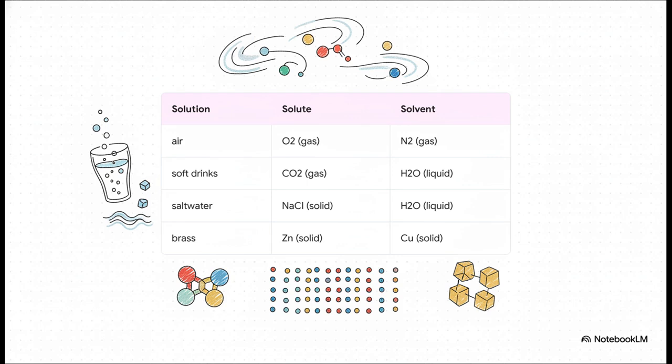But wait, did you know air is actually a gaseous solution? It's oxygen dissolved into a nitrogen solvent. And brass? It's a solid solution of zinc dissolved into solid copper. Basically, as long as the mixture is entirely uniform on a molecular level and won't settle out over time, it's a solution. It literally doesn't matter if it's a gas, a liquid, or a solid.